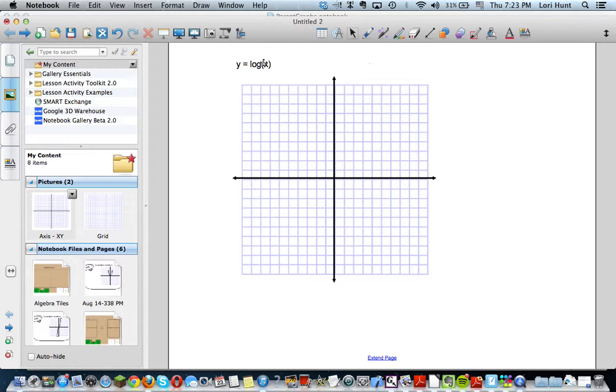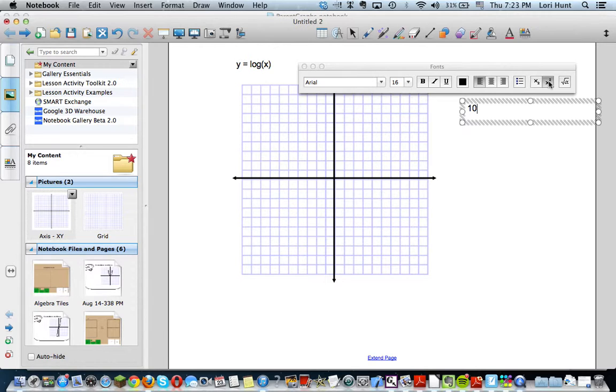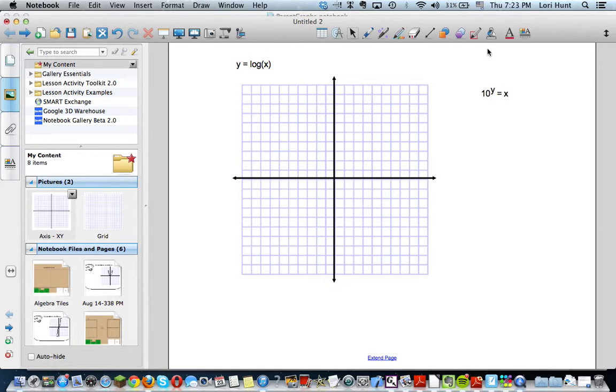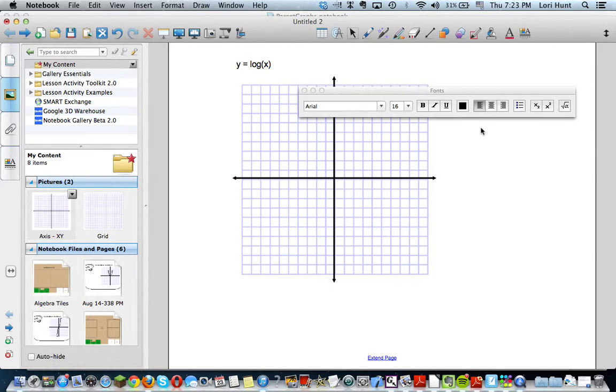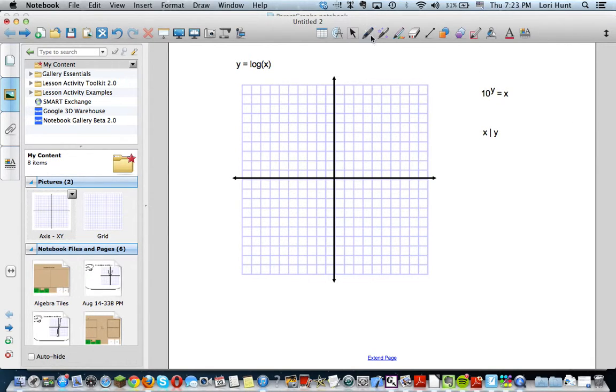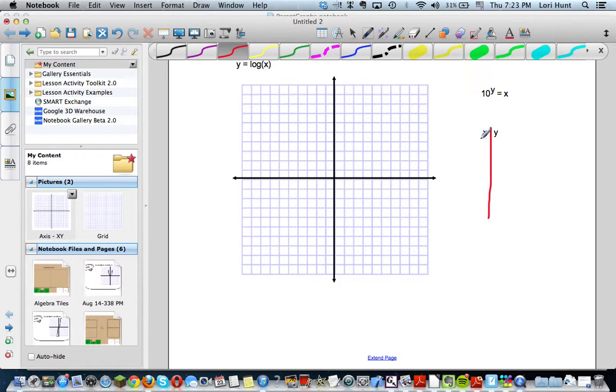You can rewrite y equals log of x just by taking 10 to the y power and letting that equal x. And then you could do an XY chart and you could find out all the values for x and y. I would start, of course, with picking some y values. I always like to pick some positives and negatives. So I might go something like this, and then I would take 10 to that power to get what x is. So 10 to the negative 1 is 1/10.